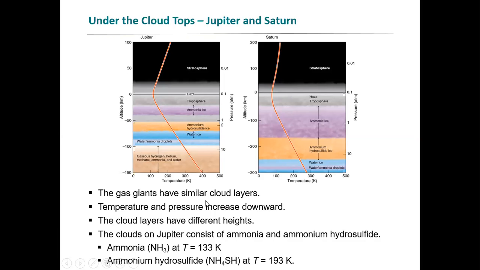The gas giants have similar cloud layers. Their temperature and pressure increases downward. The cloud layers have different heights, and clouds on Jupiter consist of ammonia and ammonium hydrosulfide. Ammonia is NH3, of course, and that actually freezes at 133 Kelvin. And then ammonium hydrosulfide, NH4SH, does so at 193 Kelvin.